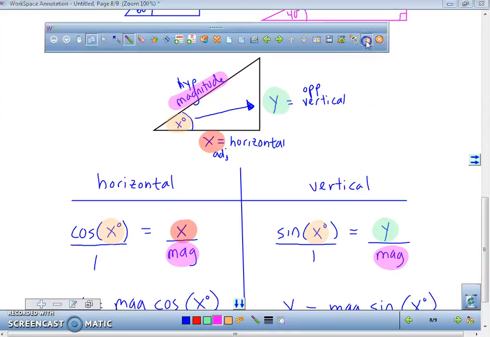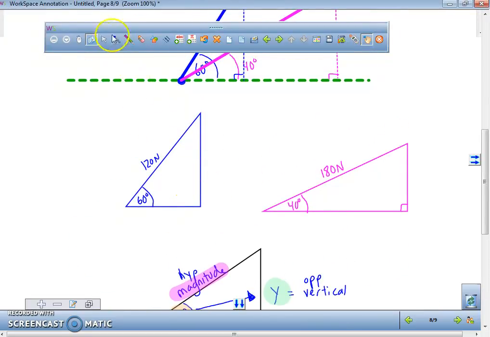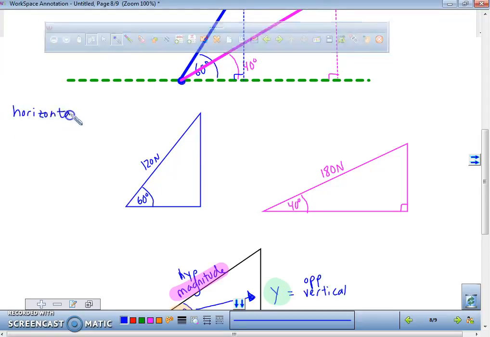So what I'd like you to do right now is set up this one right here. I want us to solve for two things. I want us to solve for the horizontal, which is your x, and your vertical, which is your y.